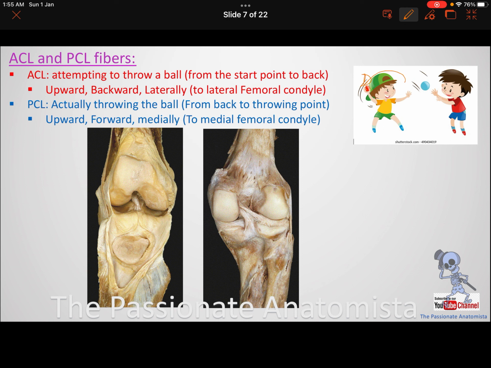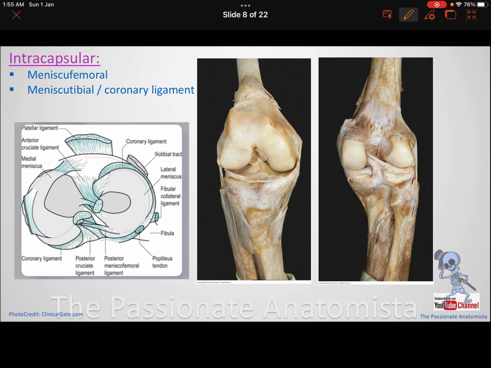So the starting point here, the anterior intercondylar area, this is the ACL, until you go to the lateral femoral condyle, the medial surface of it. And once you are actually throwing the ball, it means you're coming from the posterior intercondylar area and you are going medially to the lateral surface of the medial femoral condyle. Okay, guys, this way you will remember how they run.